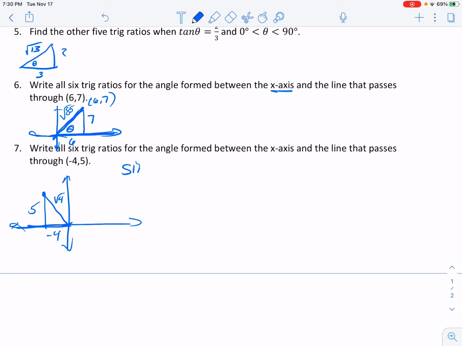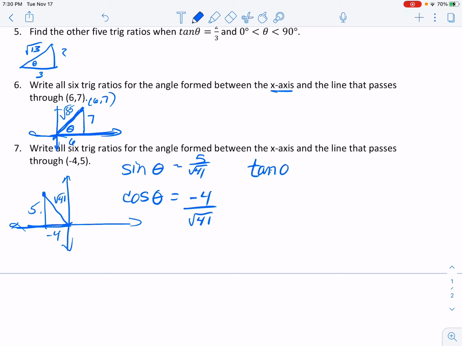So we need the sine and the cosine. Okay, the sine is opposite over hypotenuse. That's 5 over the square root of 41. And the cosine is -4 over the square root of 41. In these problems, if you leave off the negative, you lose all credit for it. It's not, oops, I forgot the negative. It's, oops, you're in the wrong quadrant and you have the wrong answer, okay?